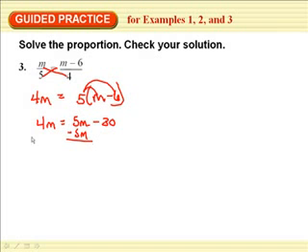Minus 5m, because I don't want to leave that. That's just negative m equals negative 30. And remember, we can just flop the signs. If I make that positive, I got to make that one positive.